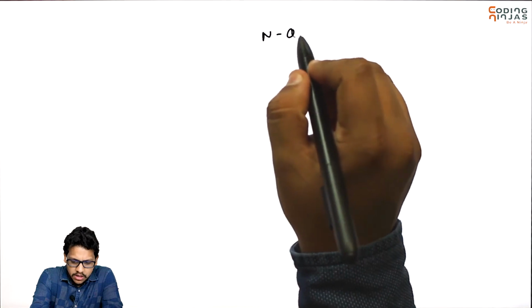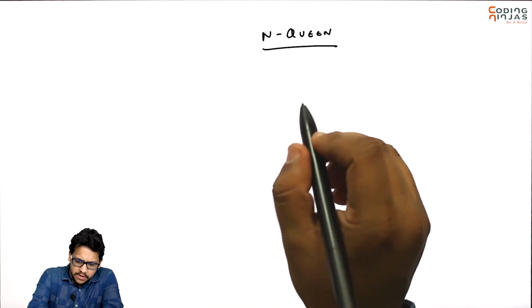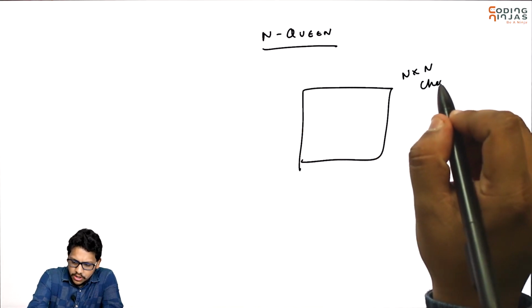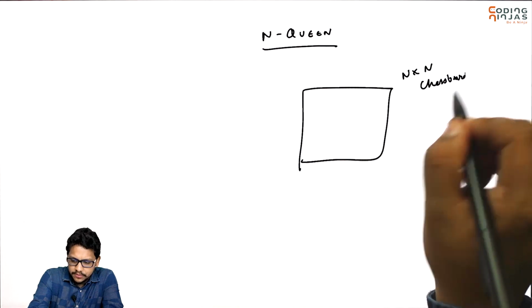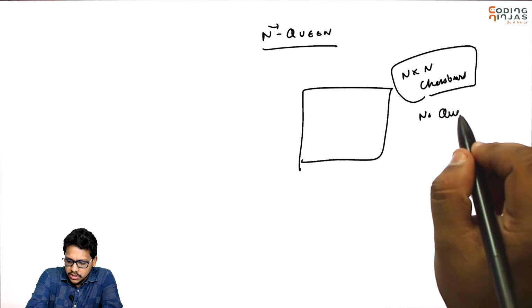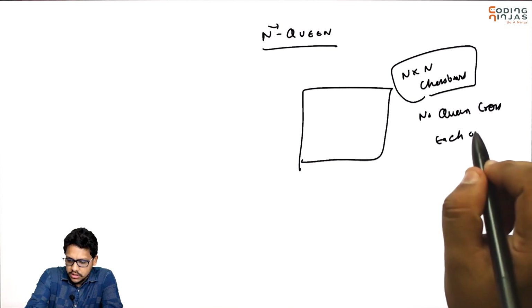Hi, so in this session we are going to discuss the n-queen problem. So what is the n-queen problem? Again, it's a typical backtracking problem. We are given an n cross n chessboard and we need to put n queens on it such that no queen crosses each other.